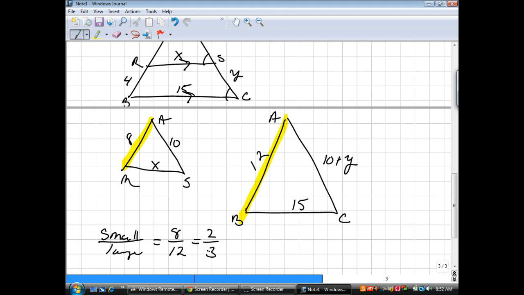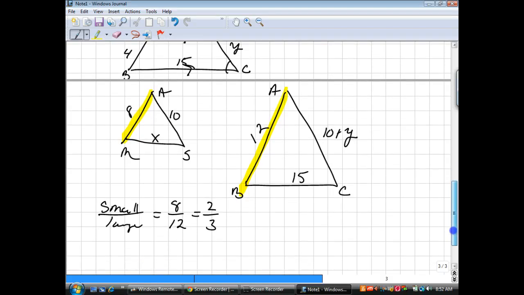And then if I want to solve for X, I would set up the proportion 2 is to 3 as X is to 15, because RS corresponds to BC. Okay? And then I would just do means and extremes. So I would get 30 is equal to 3x, so x equals 10.